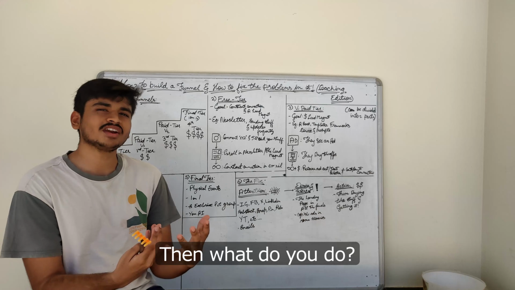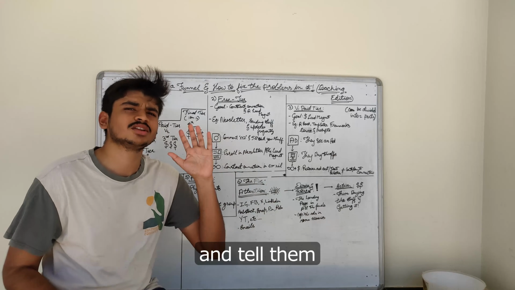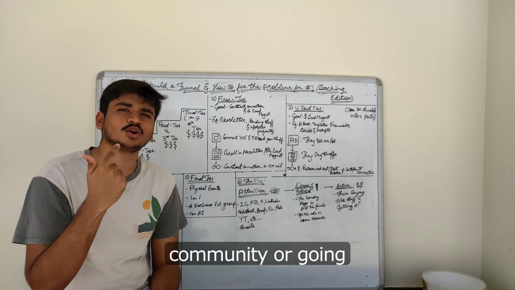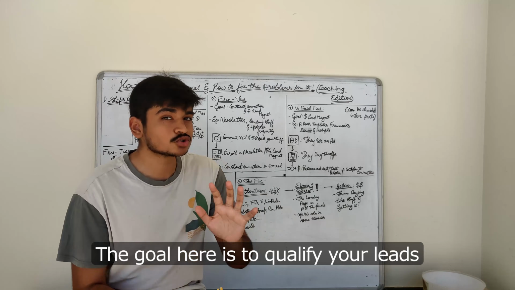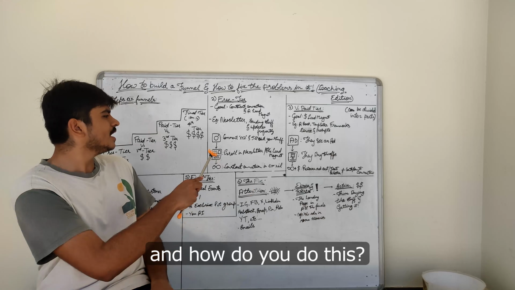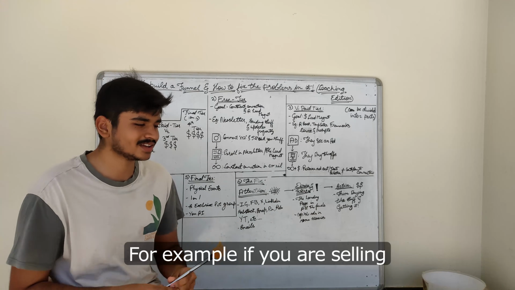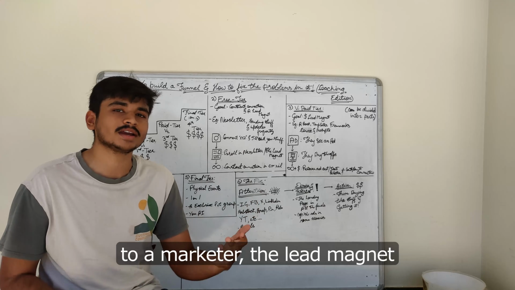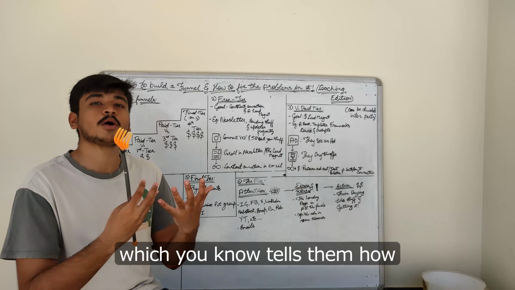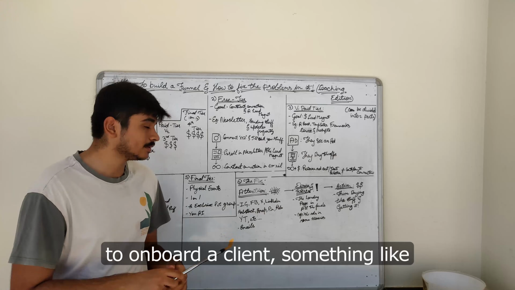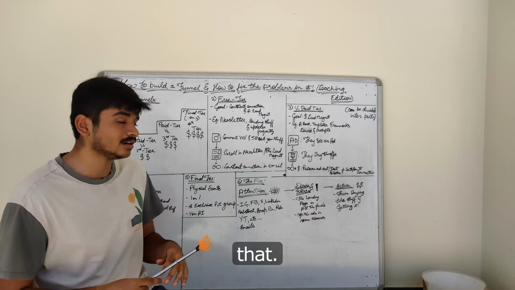Then what do you do? You make them feel a little exclusive. How? You tell them to comment something, and tell them they can join a community, or you're going to send them a lead magnet. The goal here is to qualify your leads. And how do you do this? By telling them, if they are person X, what you are going to give them. For example, if you are selling to a marketer, the lead magnet for them would be a Notion dashboard which tells them how to onboard a client, something like that. I just commented on someone's comment and they sent me that. It was kind of cool.